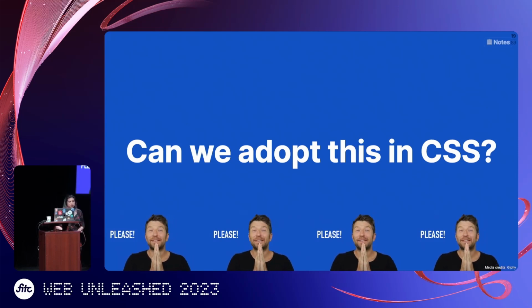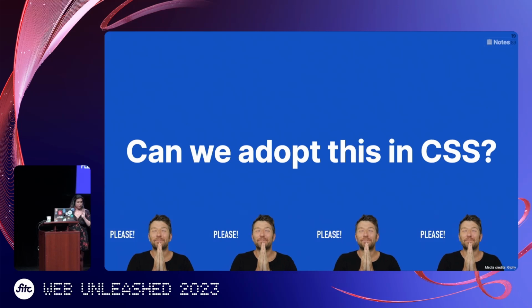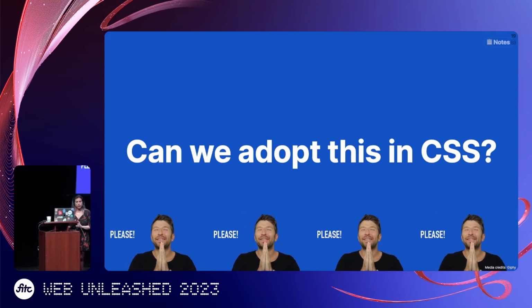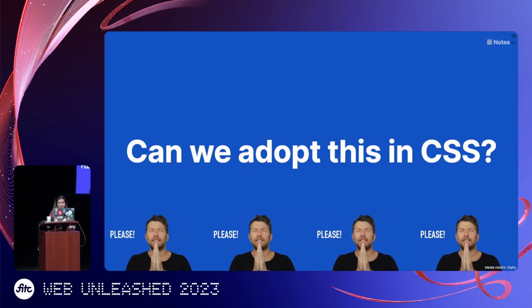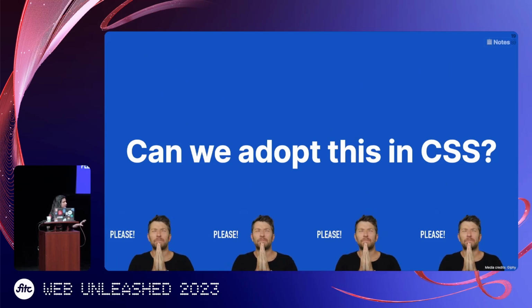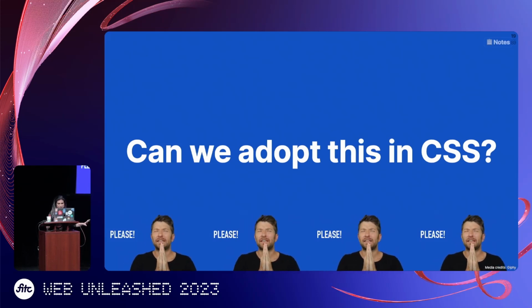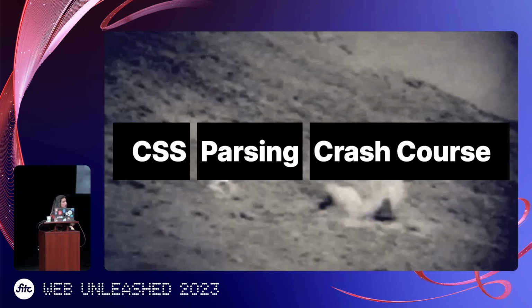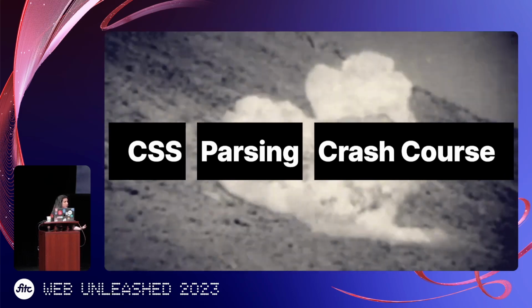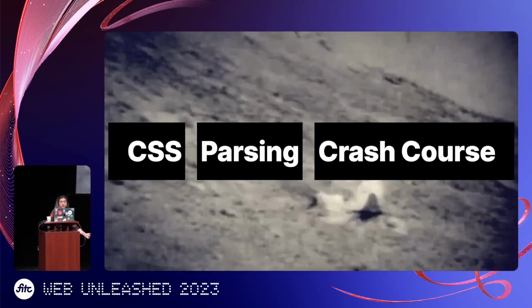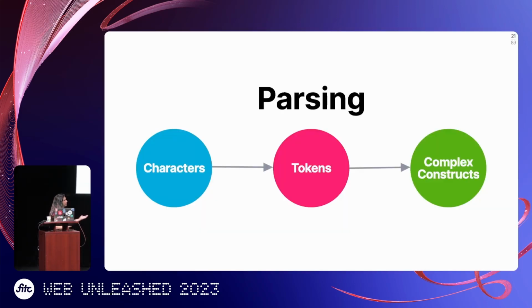I promise it will be short, and I know that for some of you, especially those without a CS background, parsing may be a touchy subject, but try to stay with me. And I promise I designed it so that it makes sense without background on these things. So, very quick CSS parsing crash course. How does parsing work? When the browser reads the characters in your CSS file, how does it eventually understand what CSS you've written?